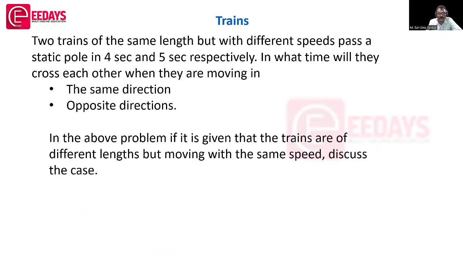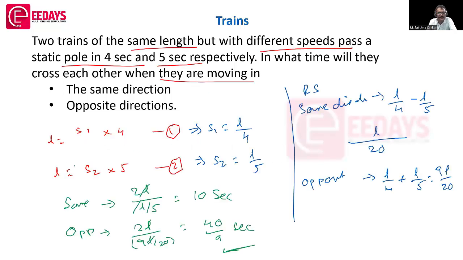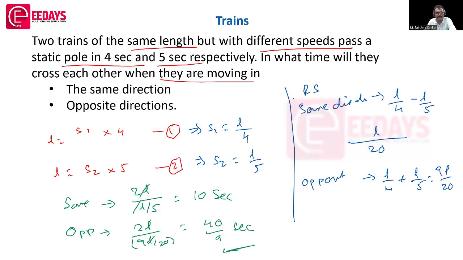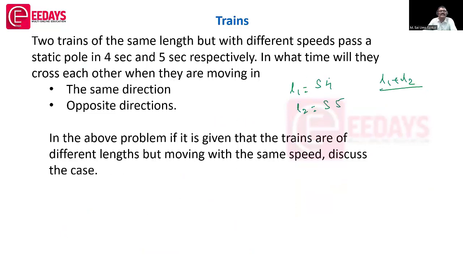Two trains. In the above problem, if the trains are of different lengths but moving at the same speed, discuss the case. With the same speed, what do we do? Earlier, we wrote L is equal to S1 into 4. Here it becomes L1 is equal to S into 4 and L2 is equal to S into 5. So we take L1 plus L2 by the sum, and L1 minus L2 by the difference. Earlier, since L was equal, we converted speed into length. Here, since S is equal, convert length into S. The remaining concept is the same. Okay?